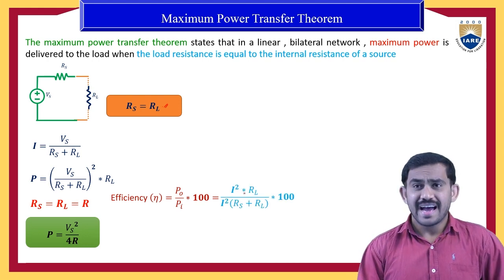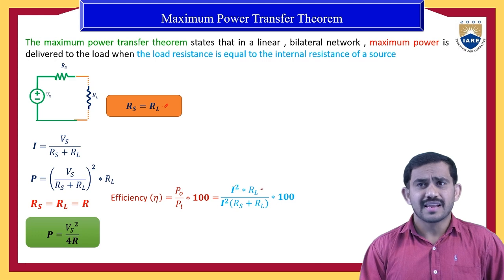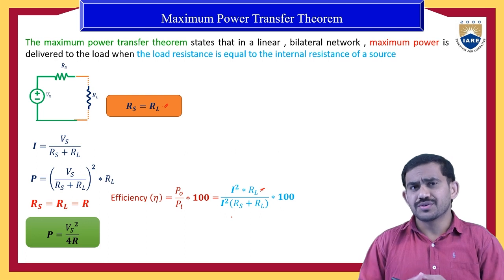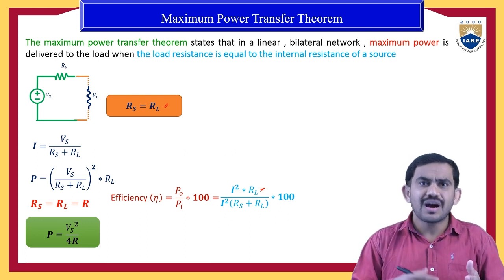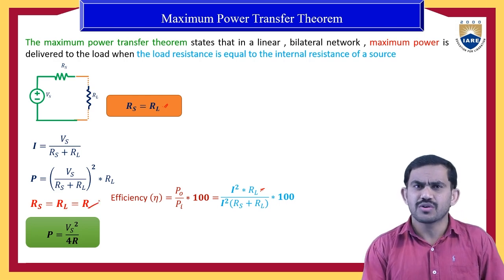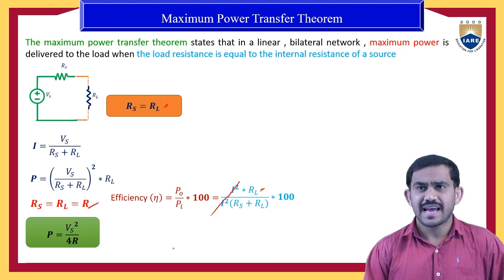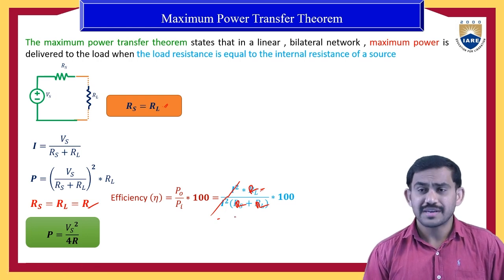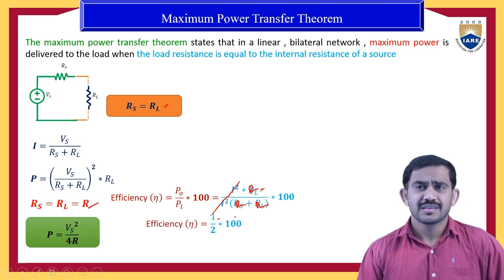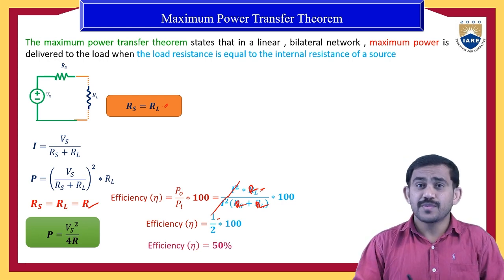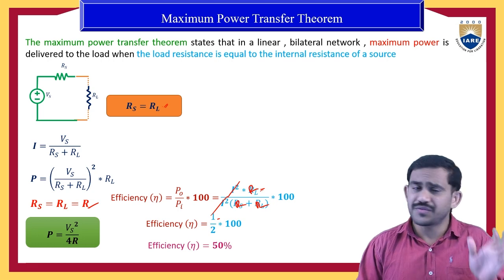That is your efficiency. Your output is I squared into RL at the load point, and your input is the total circuit, that is Vs, which means I squared into (RS plus RL). Just substitute RS equal to RL equal to R. Then I squared cancels, and we get 1 by 2 into 100. So how much efficiency will we get? Only 50%. So in the maximum power transfer theorem, we are getting only 50% efficiency.